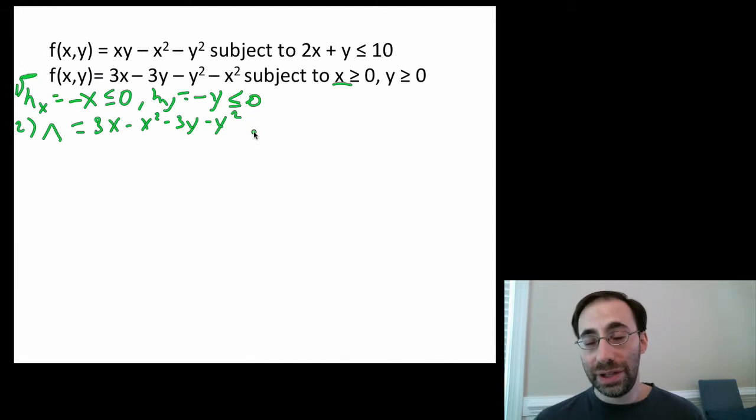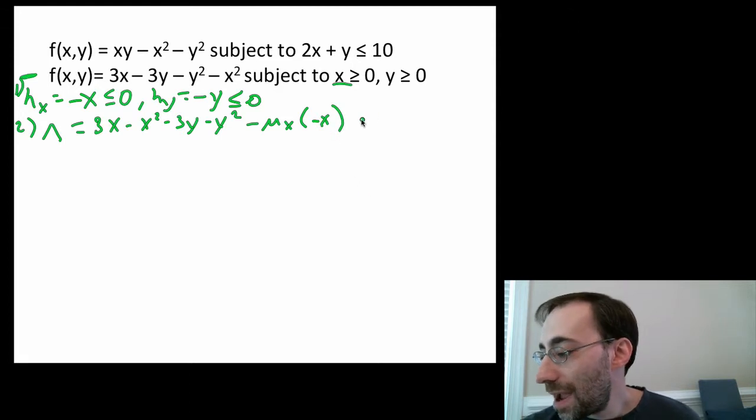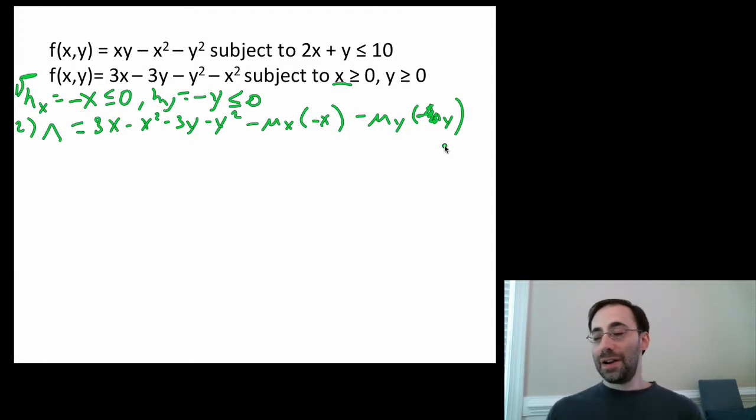Now we have 2 conditions. It's negative mu x times h. Here h is negative x. And then it's negative mu y times h sub y. But sorry, that's just y. It's negative y. Put the plug in there. Negative y. And there you go. That takes care of our function.